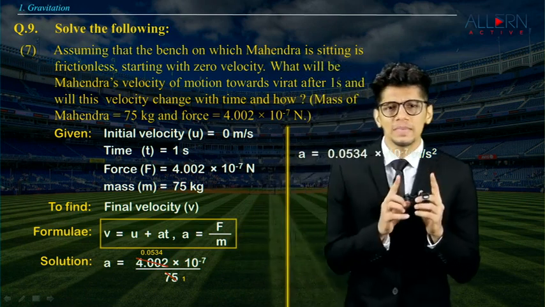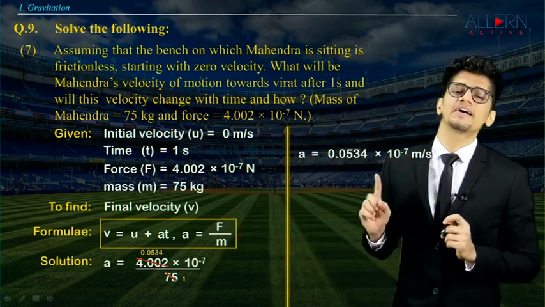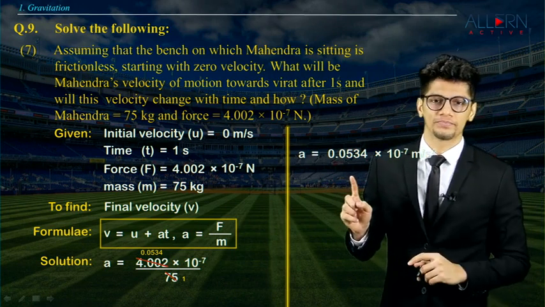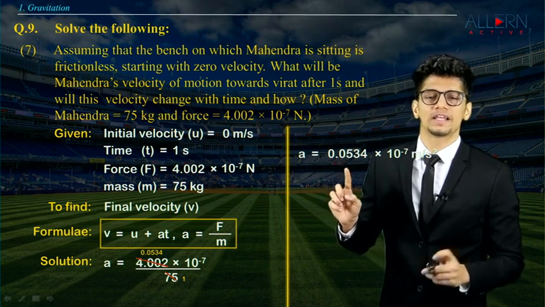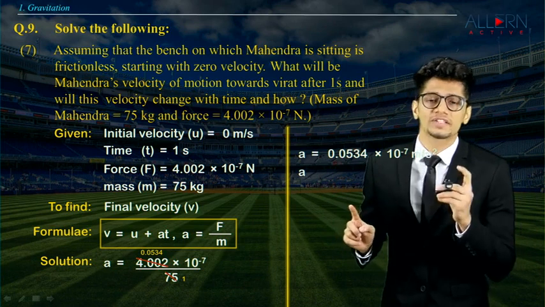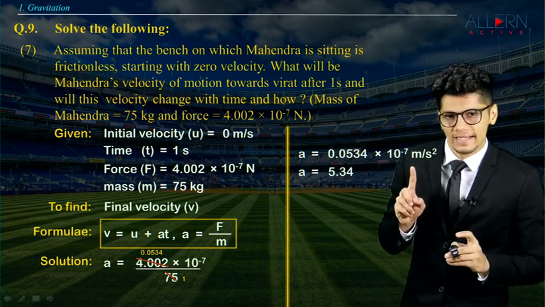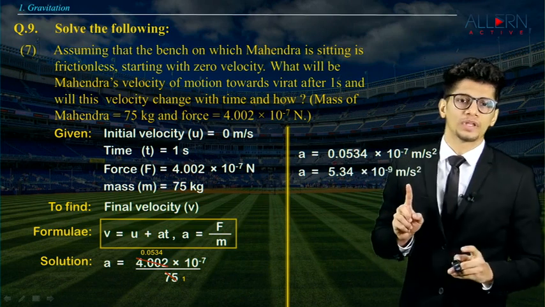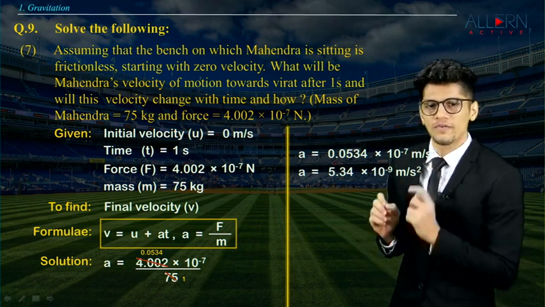Now after writing meter per second square, after obtaining the acceleration, first of all, one thing that we have to keep in mind is that this number is not between 1 and 10. That means we have to shift this decimal 2 places so that we can obtain 5.34. And since we are shifting to the right hand side by 2 places, that means we have to subtract by 2. That means 10 raised to minus 7 minus 2, which gives us 10 raised to minus 9. So this is the value for acceleration.